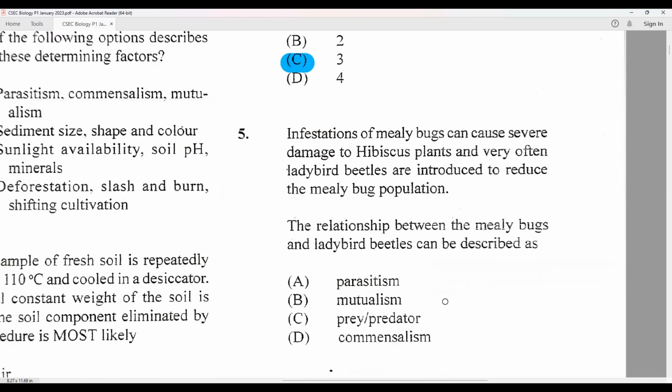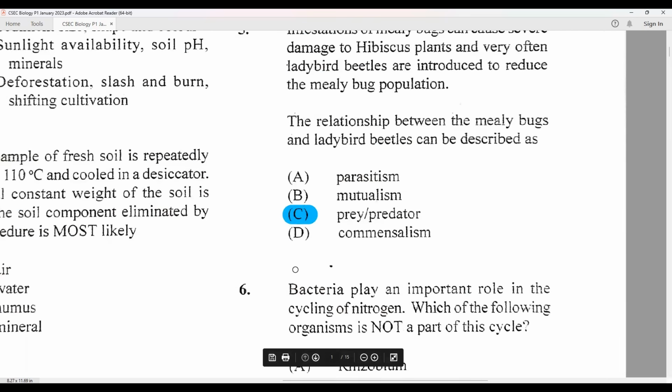Infestation of mealybugs can cause severe damage to hibiscus plants, and very often ladybird beetles are introduced to reduce the mealybug population. The relationship between the mealybugs and ladybird beetles can be described as a predator-prey relationship. You're using the ladybird beetles to keep the population of the mealybug in check.